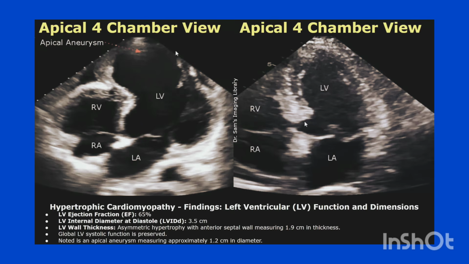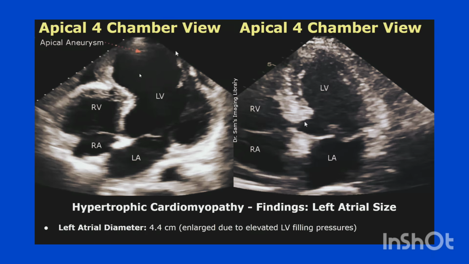Ejection fraction is 65%. Internal diameter at diastole is 3.5 centimeters. LV wall thickness is asymmetric hypertrophy with anterior septal wall measuring 1.9 centimeters in thickness. Global LV systolic function is preserved. Noted is an apical aneurysm measuring approximately 1.2 centimeters in diameter.